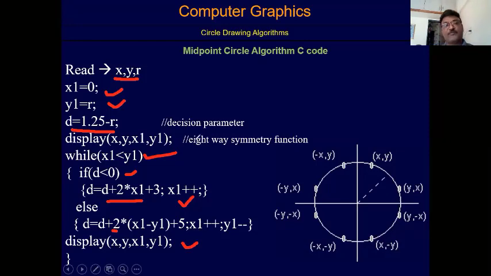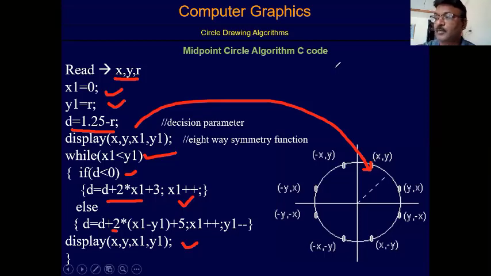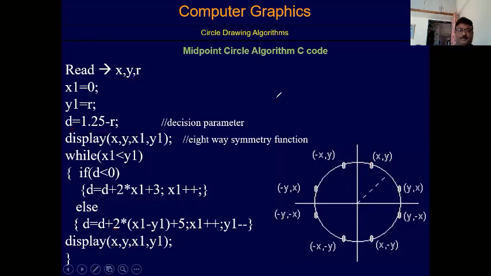So why am I using the display function? This is for 8-way symmetry. So the display function is for 8-way symmetry. These things you have to consider here. Now, how can you implement it in the program? This is a simple algorithm that we are going to implement in the program.